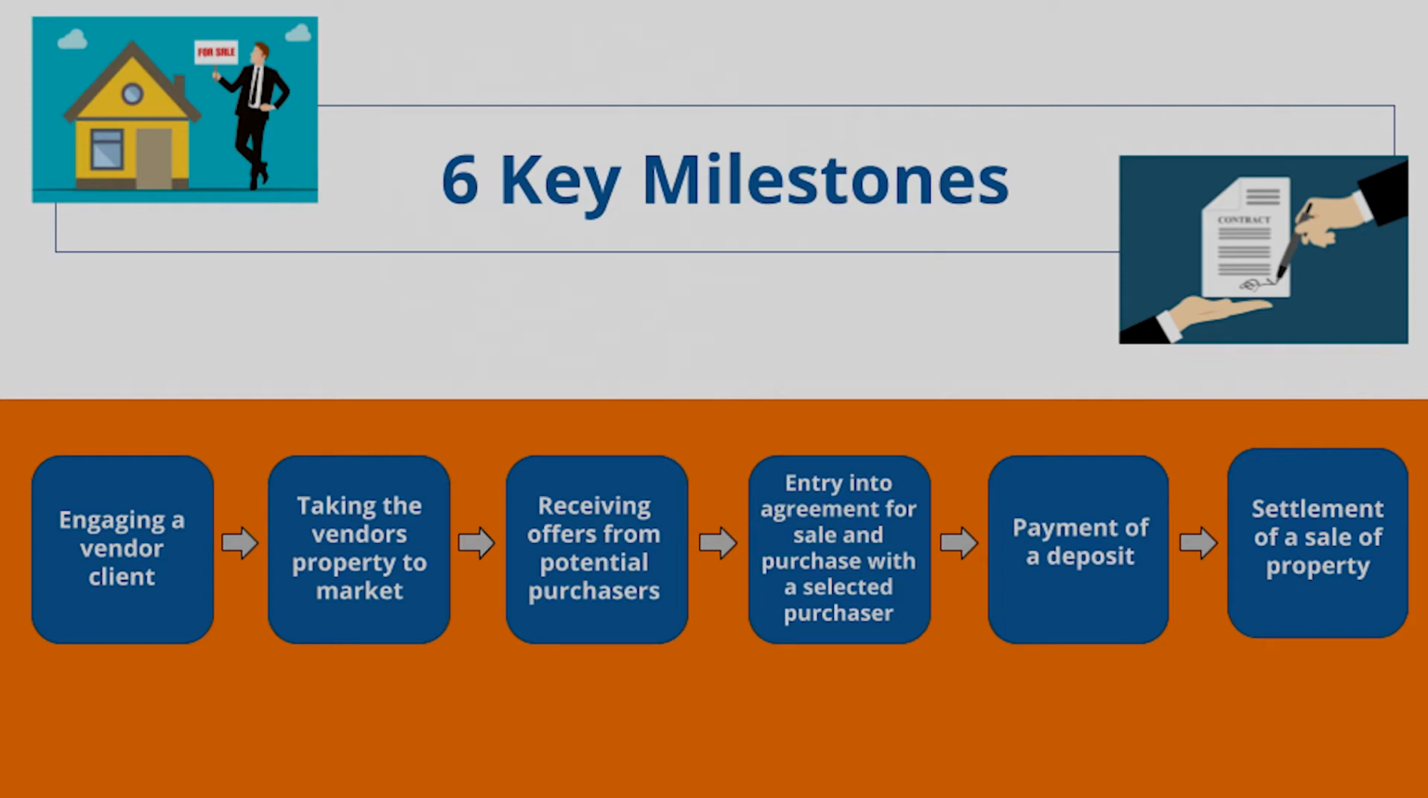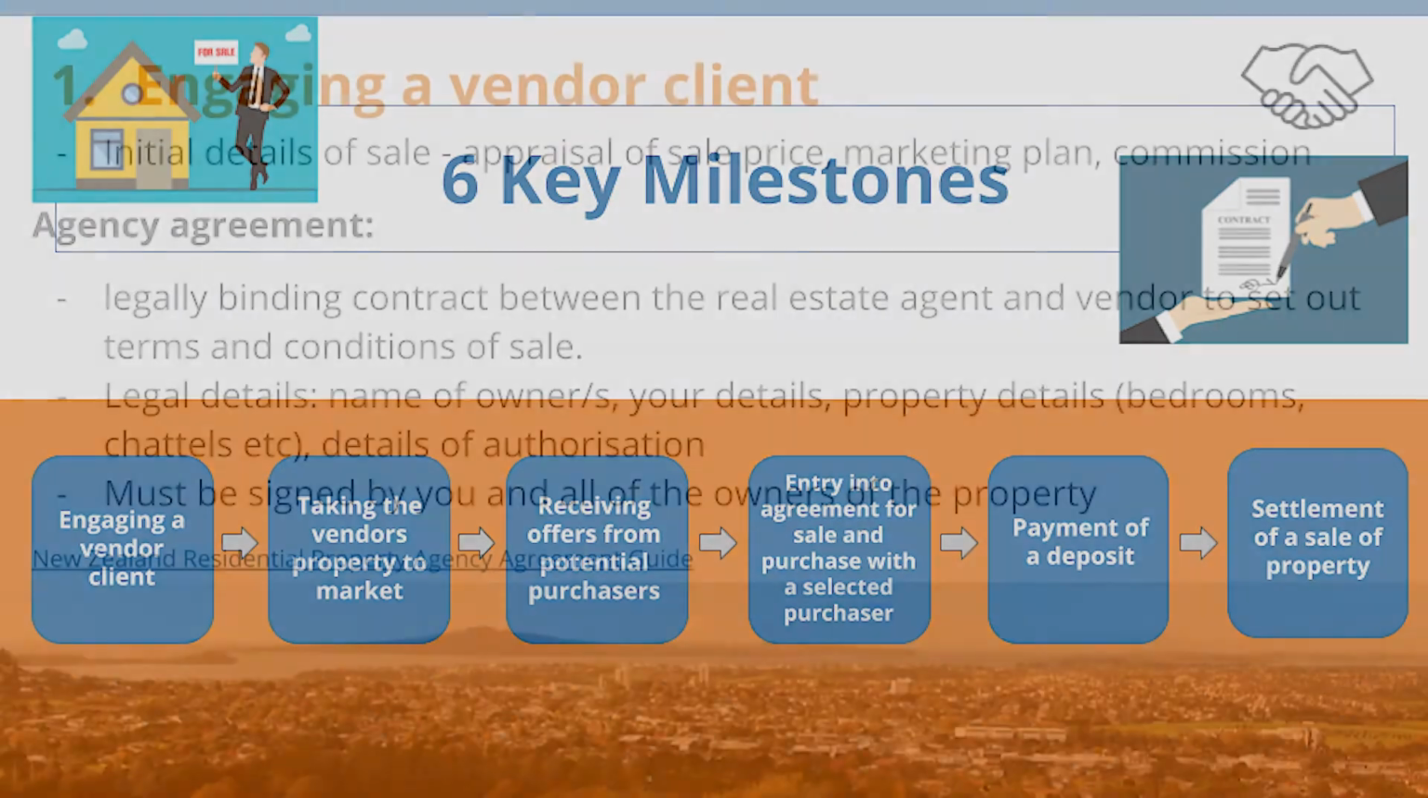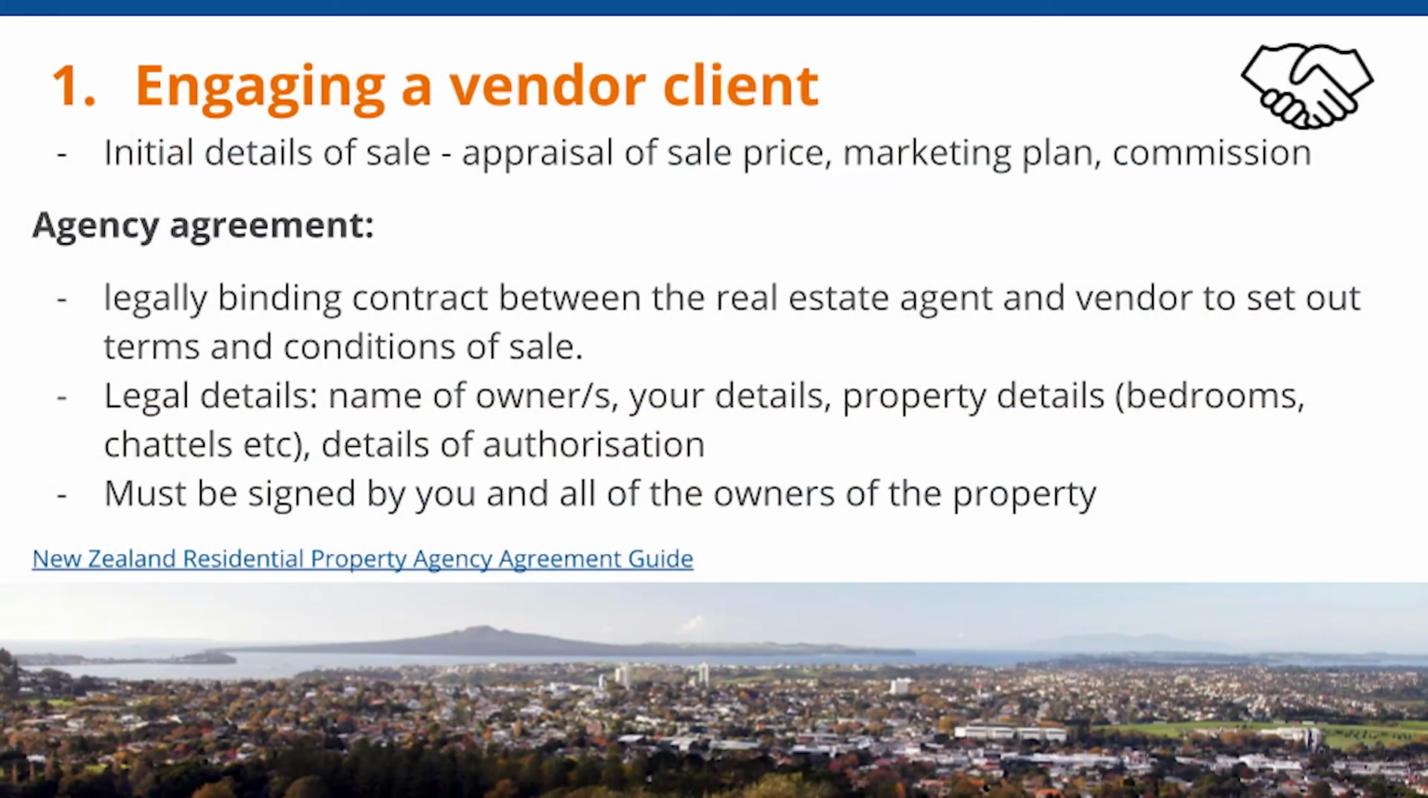These 6 key milestones are: number 1, engaging a vendor client; number 2, taking the vendor's property to the market; 3, receiving offers from potential purchasers; 4, entry into an agreement for sale and purchase with a selected purchaser; 5, payment of a deposit; 6, settlement of the sale of a property. These milestones are highly important in ensuring that all procedures are undertaken correctly and that nothing is forgotten or left out.